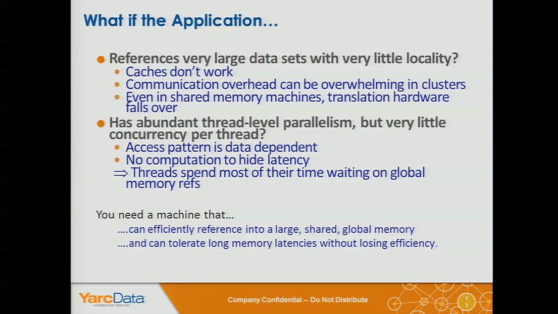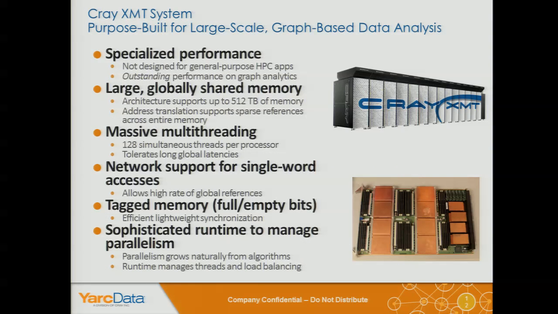Okay, so basically, thanks, John, I appreciate that. I need a machine that can efficiently reference a large global shared memory and also tolerate long memory latencies. We haven't repealed the laws of physics. It still takes a while to get from one end of the machine to the other. So you need to be able to tolerate these memory latencies. And that was basically what motivated the design of the XMT.